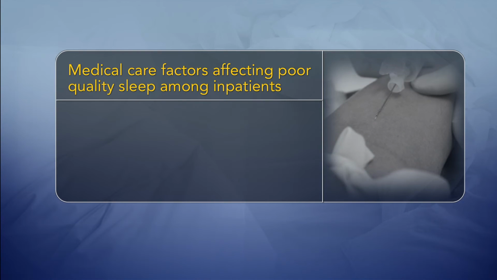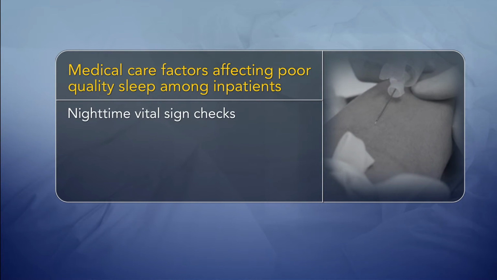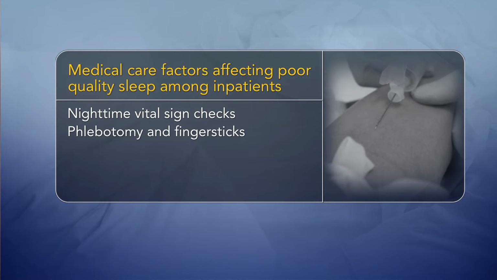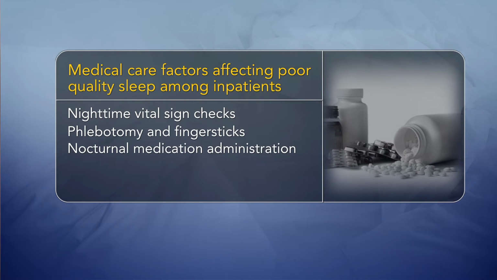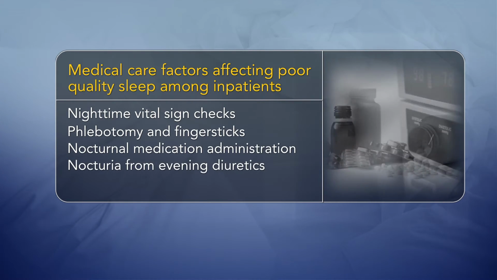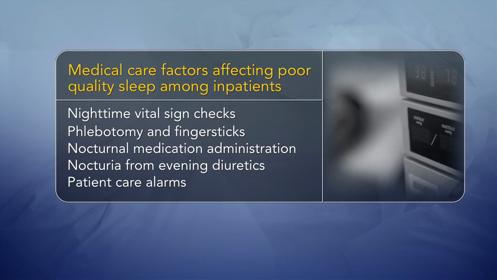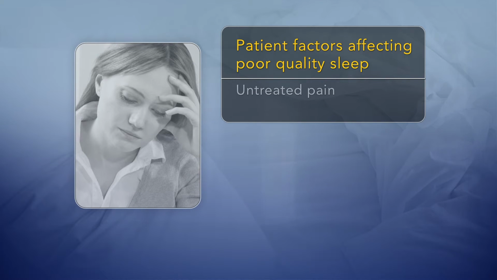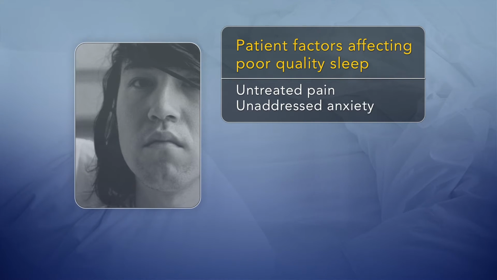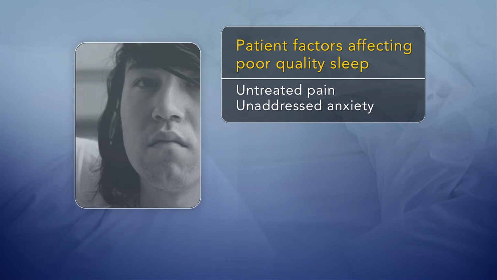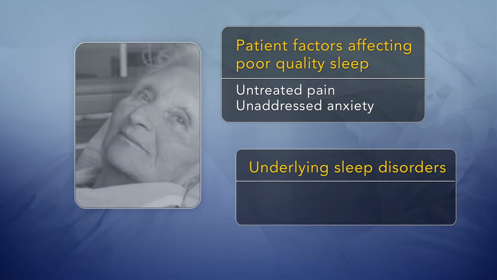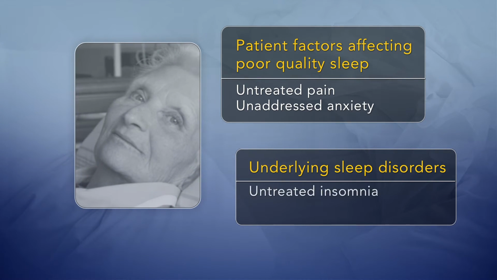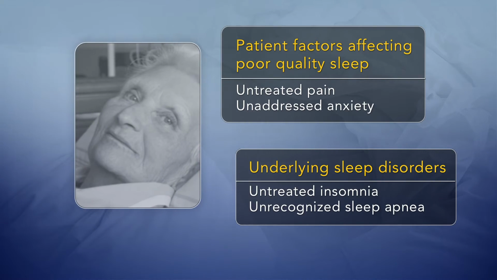Beyond noise, multiple other factors have an important role in patients' sleep. These include medical care factors, such as nighttime vital sign checks, phlebotomy and finger sticks at night, nocturnal medication administration, nocturia as a result of evening diuretics, and patient care alarms going off at night. Patient factors that may be contributing include untreated pain or unaddressed anxiety. Finally, as alluded to earlier, underlying patient sleep disorders may have an important role. These include untreated insomnia and unrecognized sleep apnea.